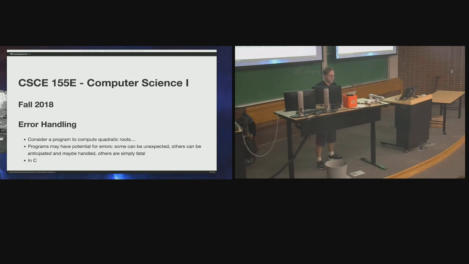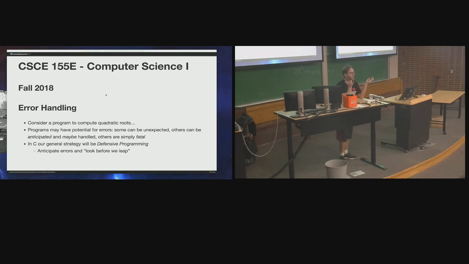So what we're going to do is we're going to follow one general strategy. In C, our general strategy will be defensive programming. All right? So basically, we'll anticipate errors and look before we leap. As an example, suppose that you're about to divide by 0. If you have A divided by B, what do you do to prevent you from dividing by 0? You look at B, right? You look at the denominator. Is it equal to 0? You look before you leap. If it is equal to 0, you don't divide by it, right? You do something else. This involves a conditional check.